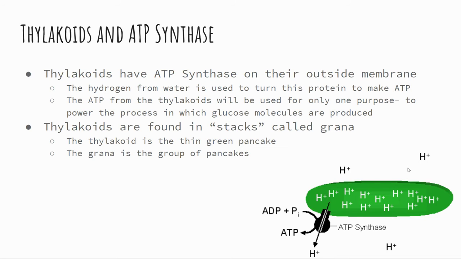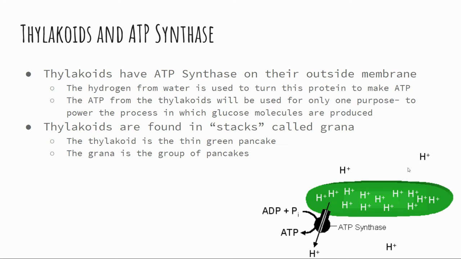So thylakoids have ATP synthase on their outer membrane. The hydrogens will build this concentration gradient. And remember in biology, we talked about how the concentration gradient is what gives the ability for certain cells and organisms to do work, because nature doesn't like concentration gradients. Nature likes everything to be at equilibrium. So when there's a high concentration of hydrogen ions on the inside of the thylakoid and a low concentration on the outside, naturally those hydrogen ions want to rush out.